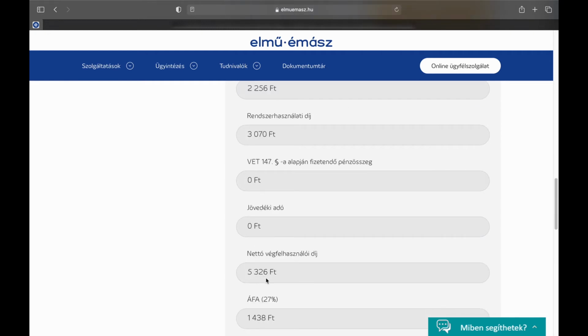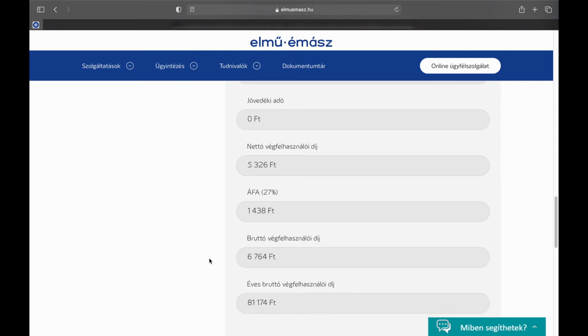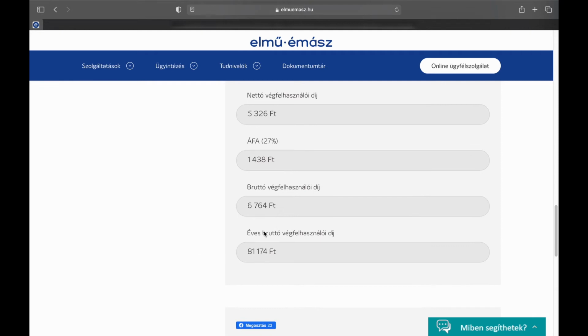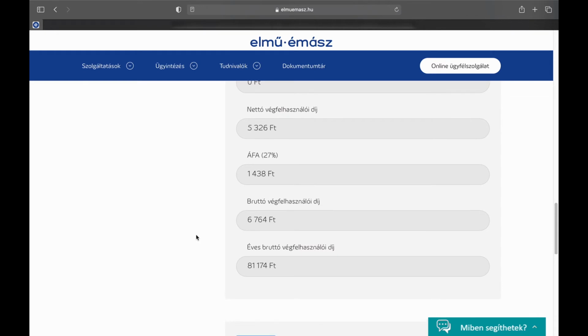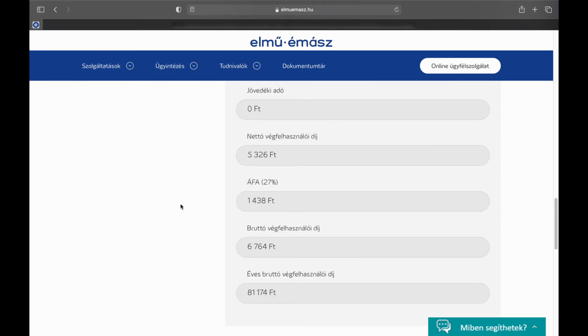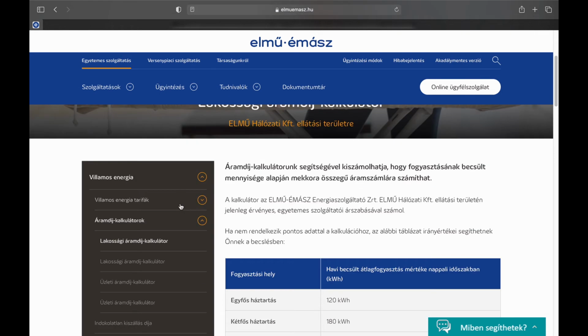So you see 5,326. This is the total after tax. It's going to be 6,764. This is the yearly. I wouldn't pay attention to that unless the arrangement is on a yearly, but this should be the monthly right there, 6,764. Anyways, that's it. Let's go take a look at the bill and break that down.